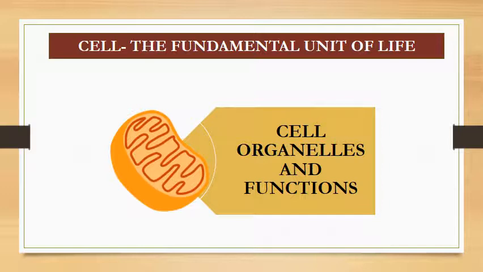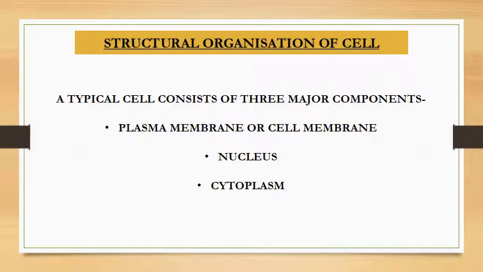Continuing with our series of videos on cell, the fundamental unit of life, this is the third and final video, cell organelles and functions. Structural organization of cell. A typical cell consists of three major components: plasma membrane, also known as cell membrane, nucleus, and cytoplasm.